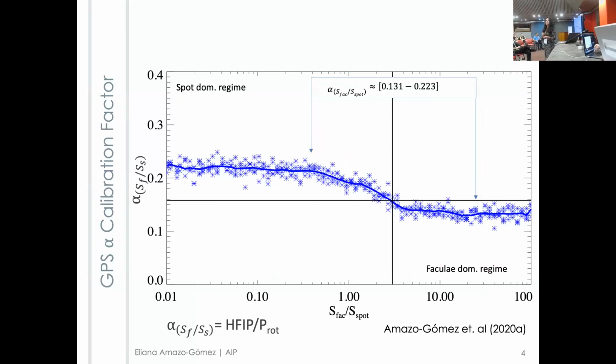We went and checked if it was something related with the rotation period, and then we calculate not just for one single rotation, but for many cases of rotations. And we plot the alpha factor in this case in terms of facula to spot ratio in the simulations. The alpha factor is just the location of this inflection point over the rotation period in the simulation. And what we observe is this differentiation between the spot-dominated regime and facula-dominated regime.